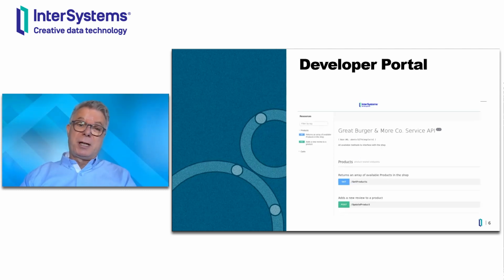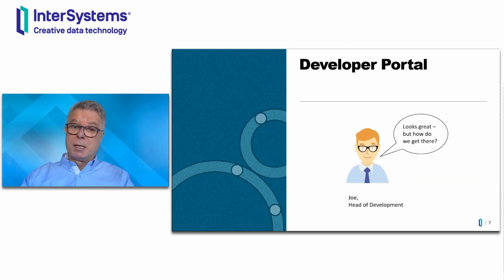You can leverage the dev portal, which is part of IAM, to document your APIs and to expose them internally and externally. And what you see here in this screenshot is a documentation of a sample API of the Great Burger and More service API. And what you see here is a list of the available endpoints. You see the HTTP method, which is needed to call this endpoint, and the dev portal can do a lot more for you.